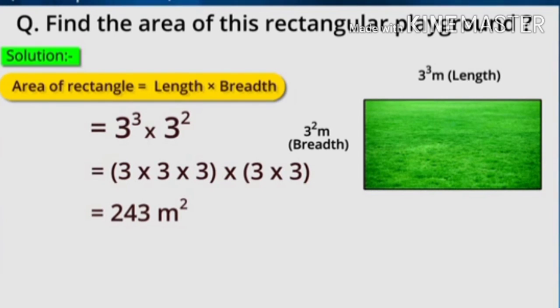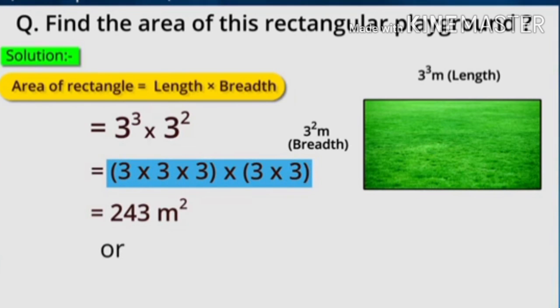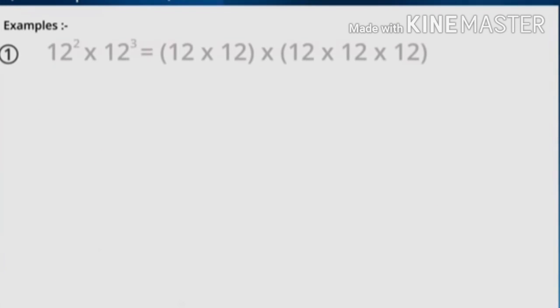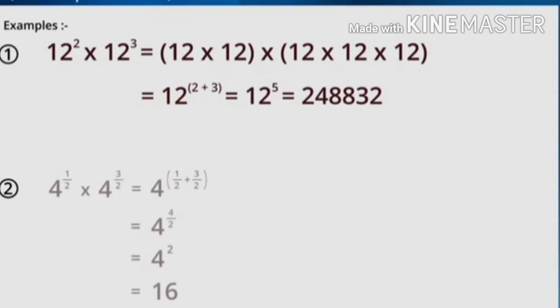Friends, did you notice anything common here? Yes, you got it right. Here, the base is common, that is 3. Well, that means here we can see that 3 is multiplied 5 times. Therefore, can we write this as 3 raised to the power 5? Yes, we can, as 3 raised to the power 5 is ultimately equal to 243. Let's take a few more examples to see that if this is true in all situations.